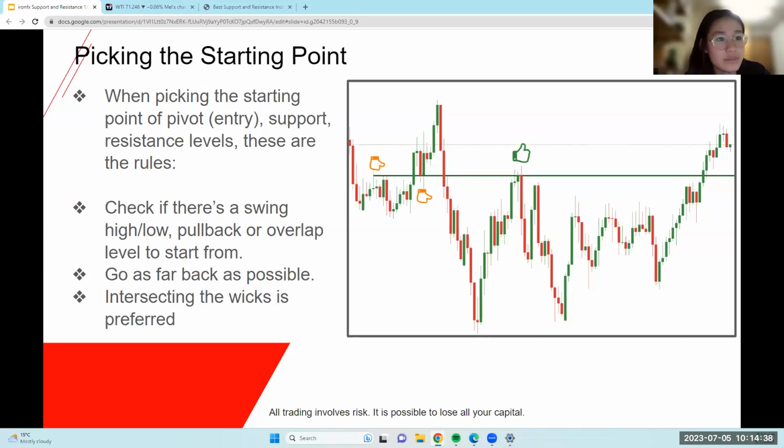So you can take a look at the image that I've included here. The orange thumbs represent an okay intersection because you can see they're not cutting through any bodies of the candlesticks, but they're just cutting through the wicks, so it's fine. Something like this is preferred, the green thumb, simply because we have a really nice swing high there. Okay, if it's just one cut of one body of candlestick, that's fine as well.